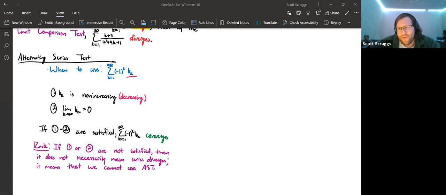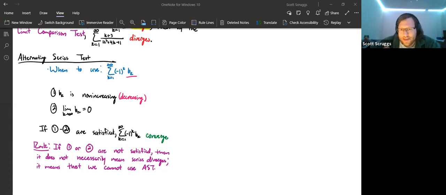And I want to emphasize that because I'm going to guarantee that someone on test 3 is going to try the alternating series test. They realize, oh, condition 1 or 2 breaks, I cannot use it. Therefore, it diverges. That is not the case. Just like with the divergence test, if you show that the limit of the terms equals 0, I can't conclude convergence.